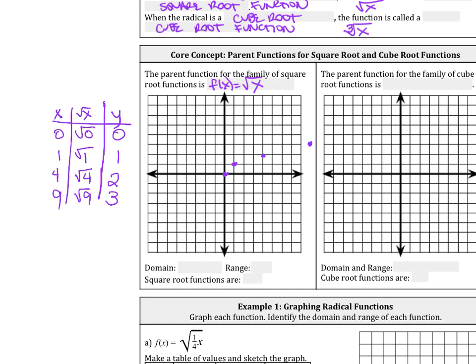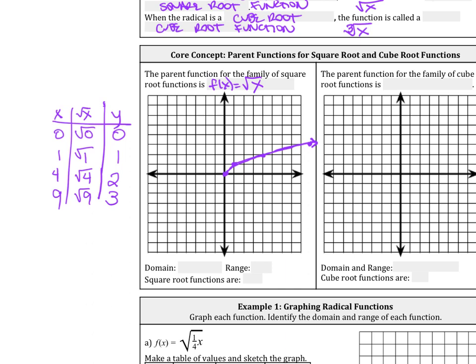Can I ever pick any negative numbers here? I can't, because remember that you're not allowed to have a negative in the square root as the final answer. So here is our graph. Another thing I want you to notice is that there is a pattern. If I start here, I go up 1, right 1, up 1, right 3, up 1, right 5. So that should remind us of our parabolas a little bit.